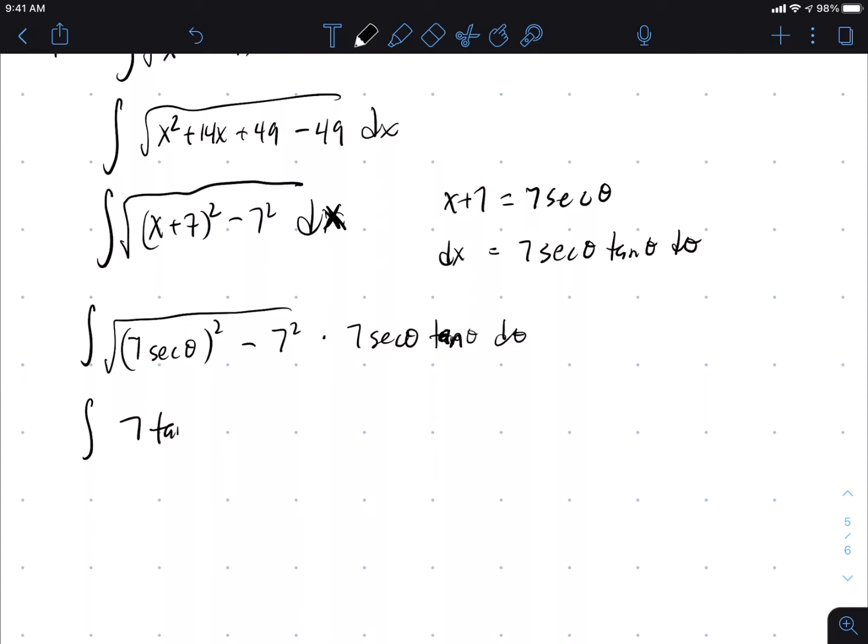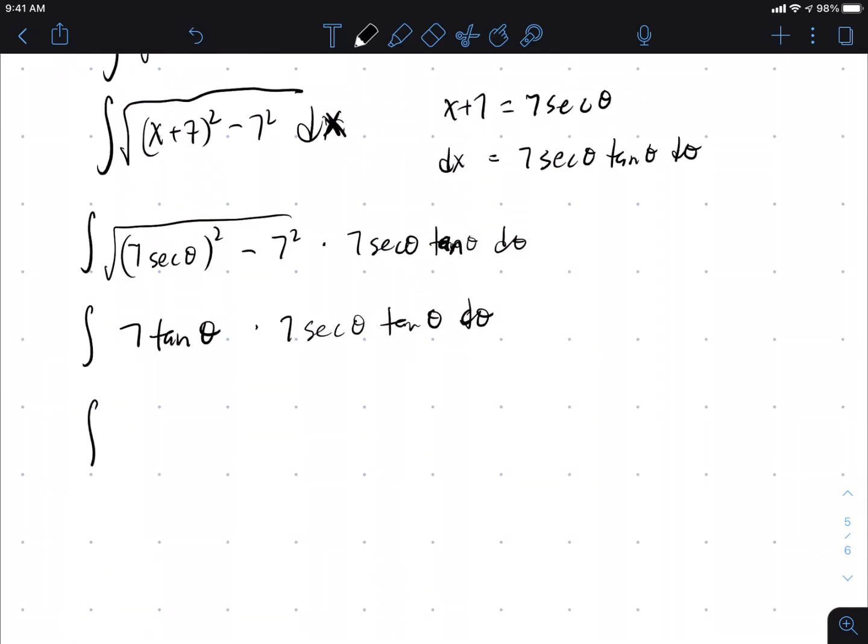Right? Can you repeat that again? Doesn't this piece right here become 7 tangent theta? Yes. Okay. So then times 7 secant theta tangent theta d theta, which will yield 49 tangent squared theta secant theta d theta.